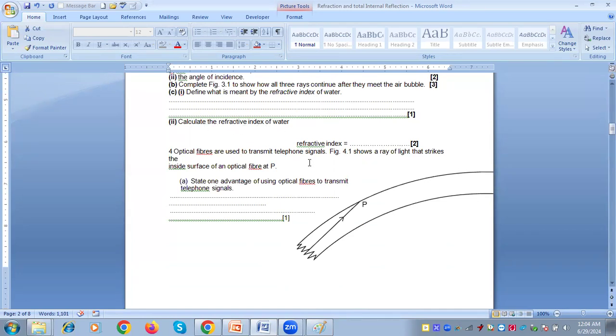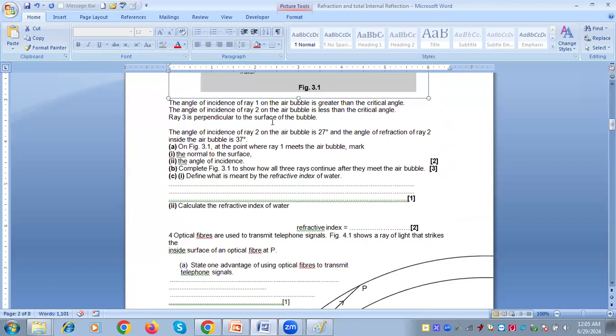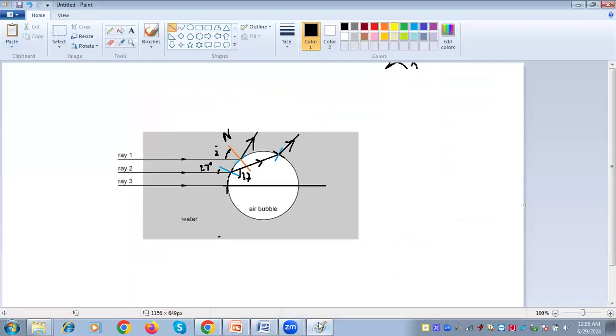Calculate the refractive index of water. How will you calculate? Sin 27, angle of incidence, and angle of refraction. So what will you do? Since the ray is going from denser to rarer medium, which formula will you use? Sin R over sin I.